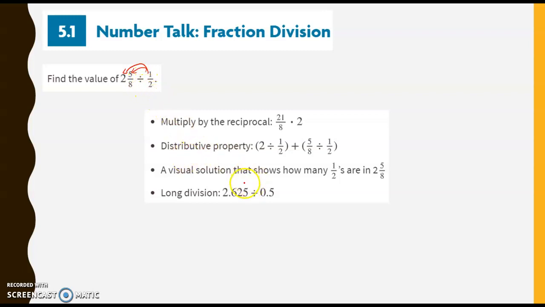Or you can use pictures to show how many halves are in the 2 and 5/8, or change them into decimals and then do long division. Okay, there are so many ways to do it, and these are all correct.